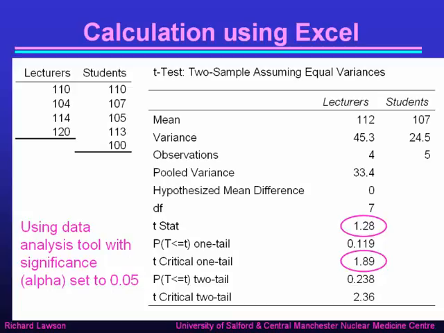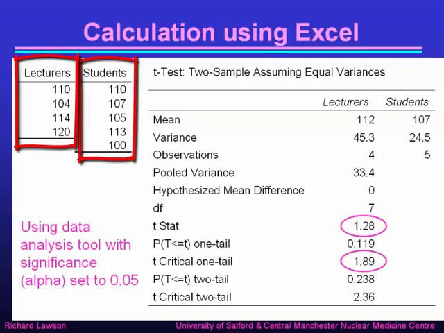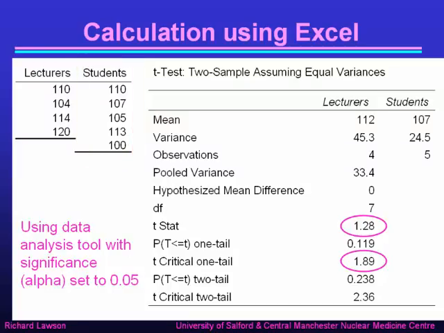We don't do the calculation longhand. Excel can do this very nicely for us. Here we've got a table of the IQs of the 4 lecturers and the 5 students. You tell Excel to calculate that using its data analysis tool, and it comes up with this. It tells you the mean IQ of the lecturers is 112, which we already knew, and the students is 107. It gives the variance as 45.3 and 24.5. There are 4 lecturers and 5 students. It calculates the pooled variance for us according to that complicated formula that I showed you before.